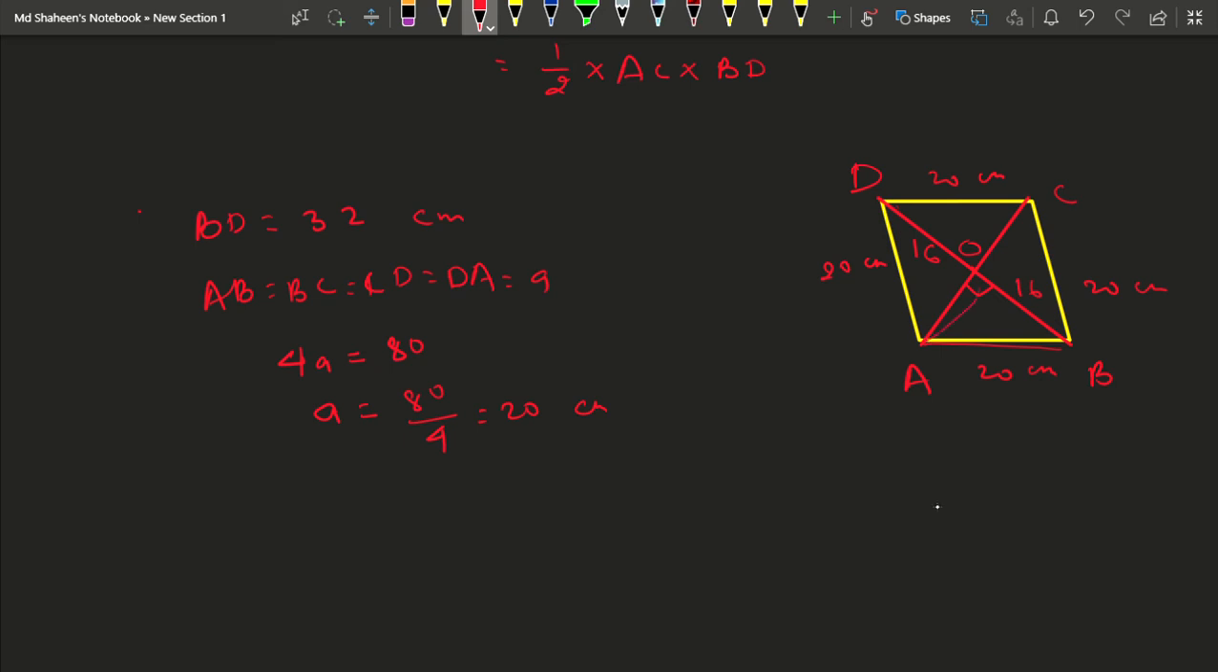So to find the length of AC, you need to find the length of AO. How can you find it? You can find the length of AO using the Pythagoras theorem.